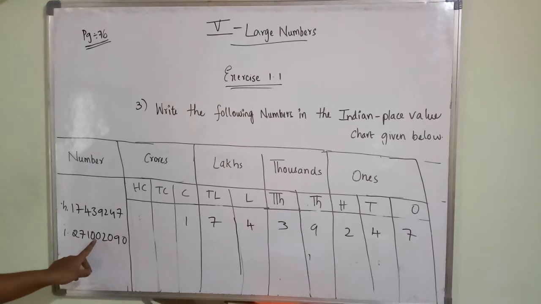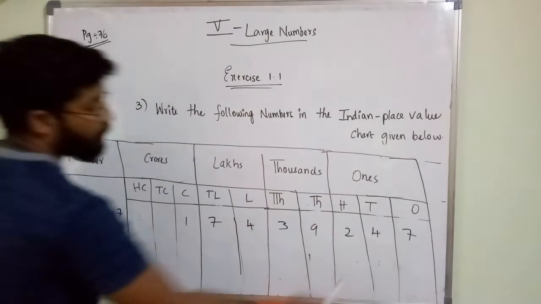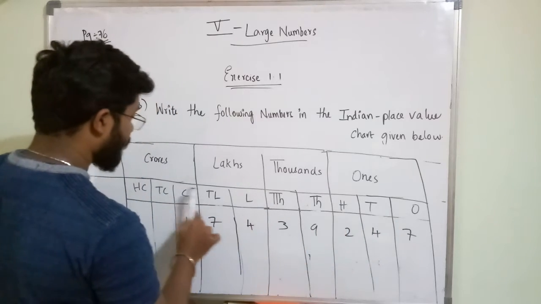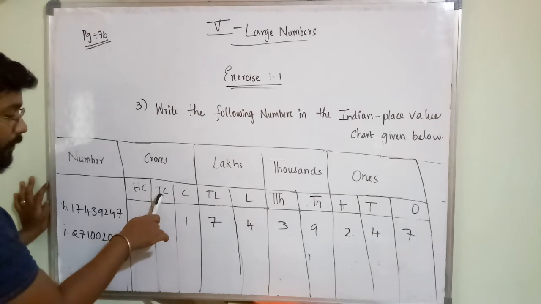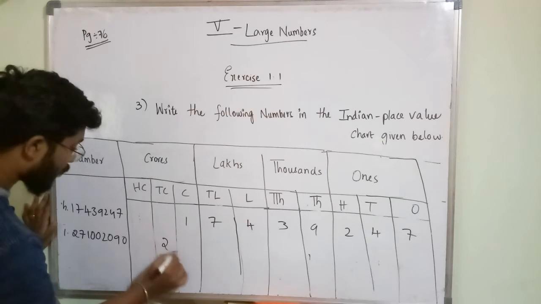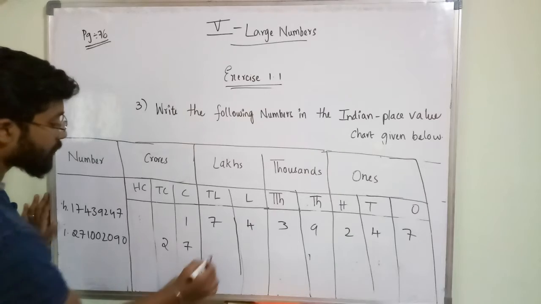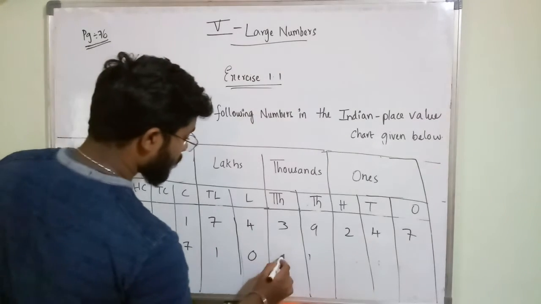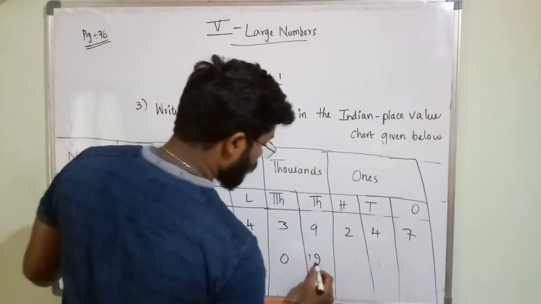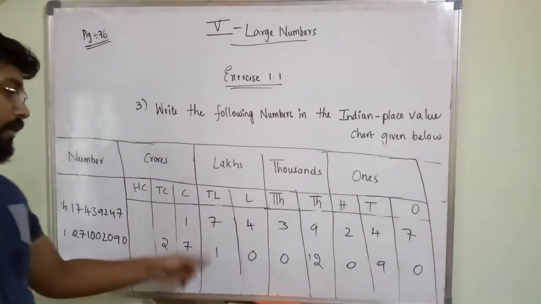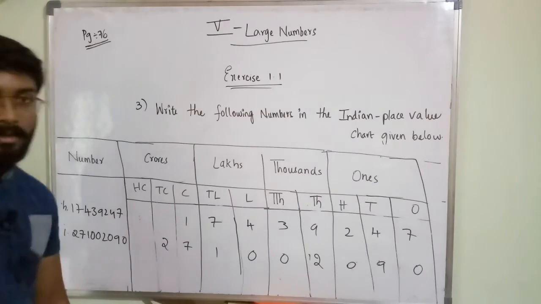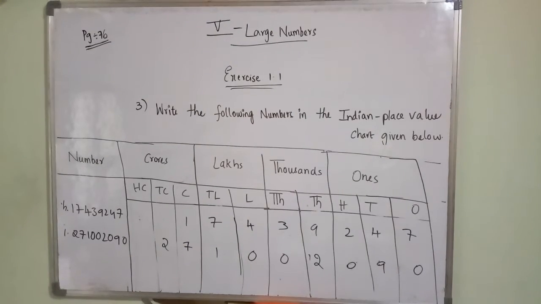1 2 3 4 5 6 7 8 9. This is having 9 digits. So 1 2 3 4 5 6 7 8 9. You are having 9 digits up to 10 crores. So you have to start writing from here. 2 in 10 crores place, 7 in crores place, 1 in 10 lakhs place, 0 0 2090. What is the number name? 27 crore 10 lakh 2090. That is the number name. Okay, you have to understand like that.